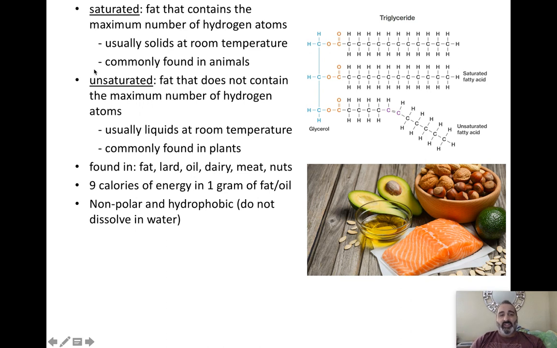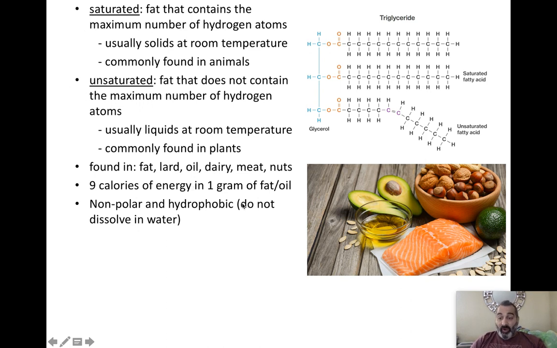right? Unsaturated fats, they have more of these double bonds in them, okay? And it kind of creates a kink. They're easier to break down. They're usually liquids at room temperature, and they're commonly found in plants. So unsaturated fats, usually found in plants. Saturated fats are usually found in animals. So unsaturated plant, saturated animal.